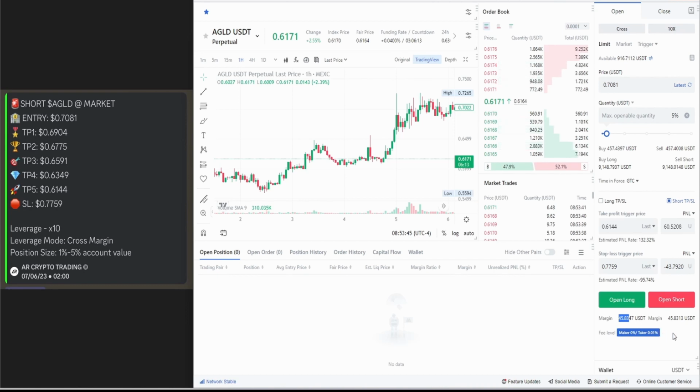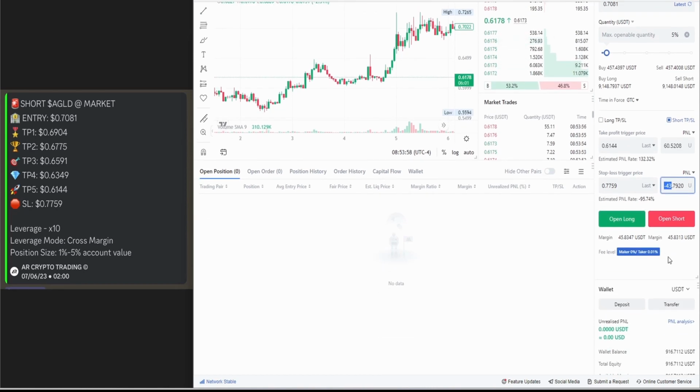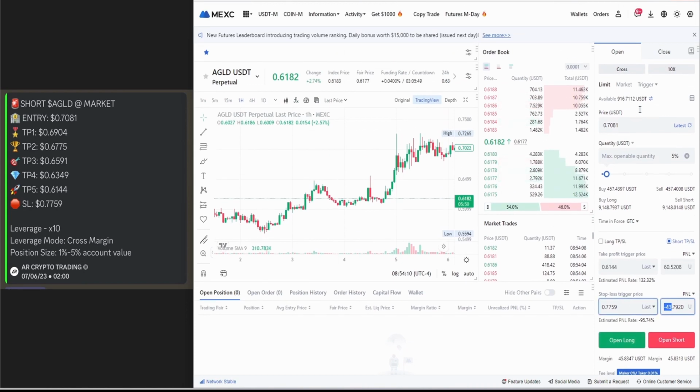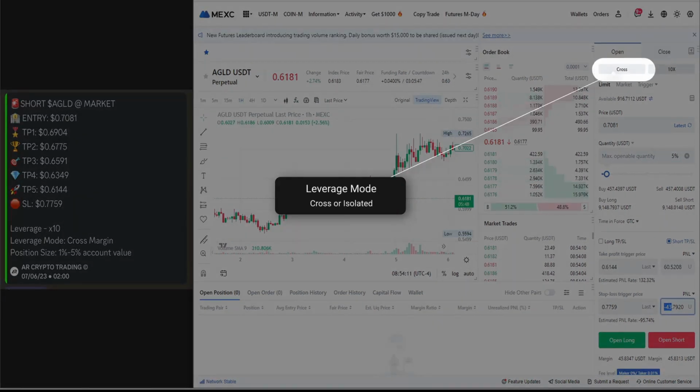But based on my levels, my stop loss levels, my profit levels, I stand to gain $60 and I stand to lose basically $43 or $45 basically. So it's pretty straightforward when you look at it in this perspective. If you scroll down over here, you can see it shows your total equity, your available margin, and some of those details. So the difference between cross mode and isolated mode.